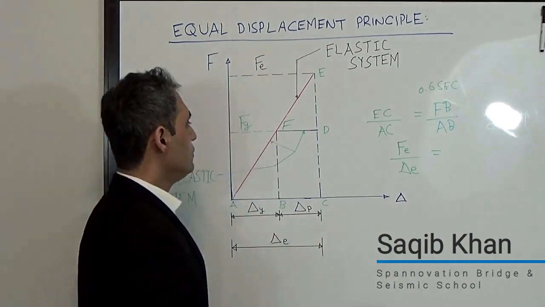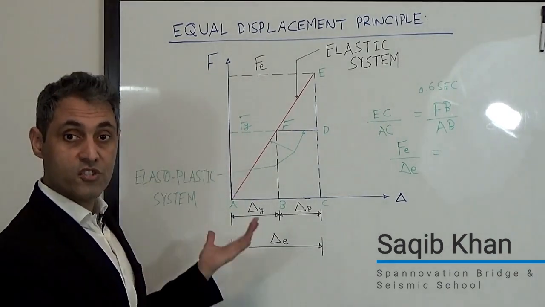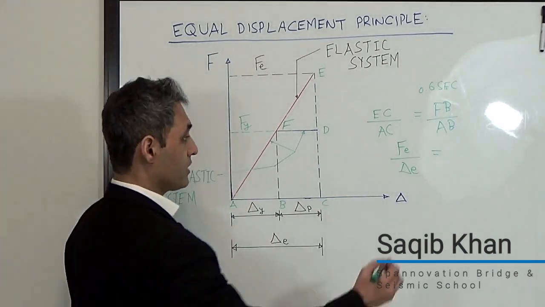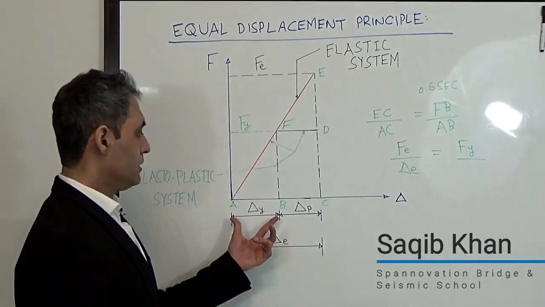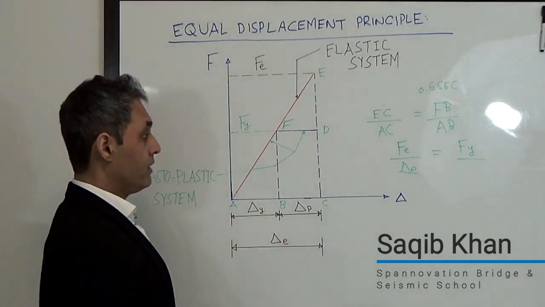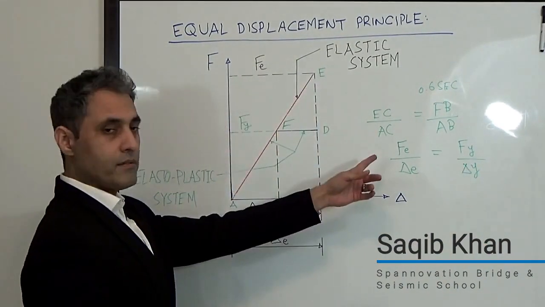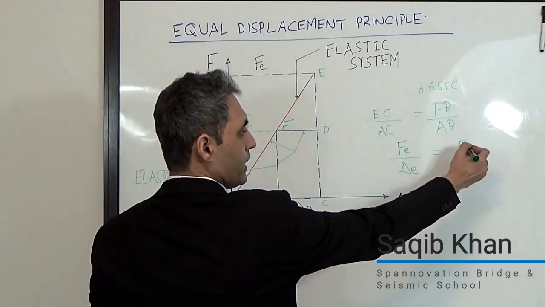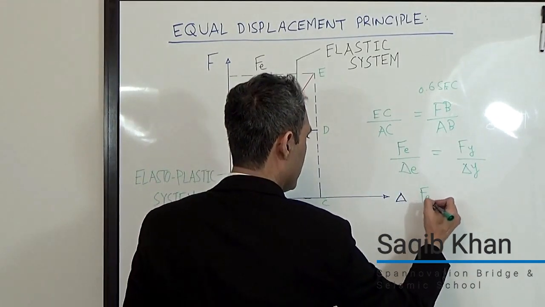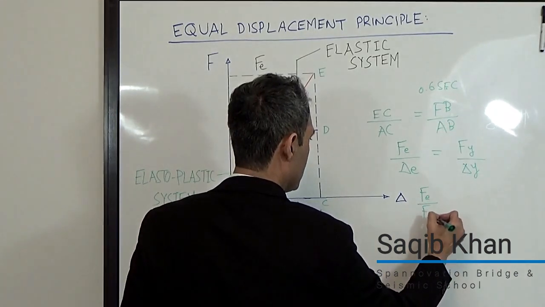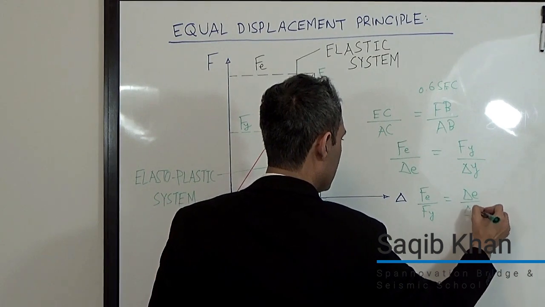is equal to FB, which is equal to Fy, i.e. the strength of the elastoplastic system, over AB, which is delta Y. Now I can rearrange this. I can bring Fy to this side, take delta E to the other side, and what I have is Fe over Fy equals delta E over delta Y.